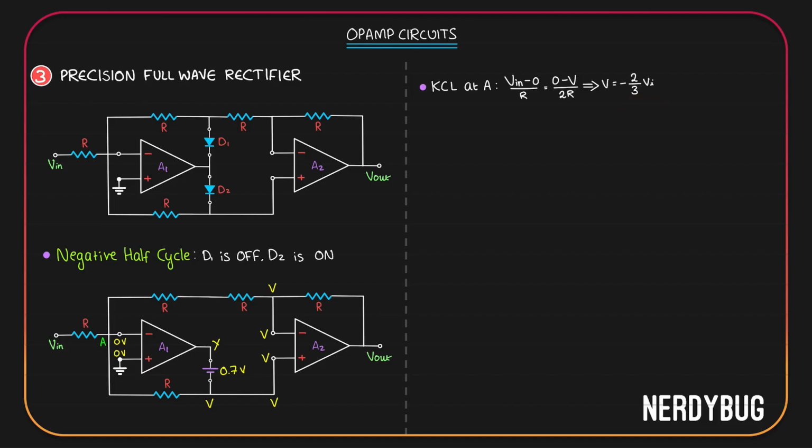Now the hard part is over. Let's take the second op-amp A2. It has a negative feedback loop through R.